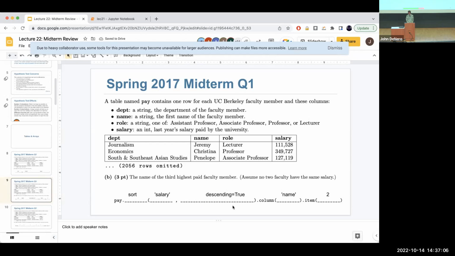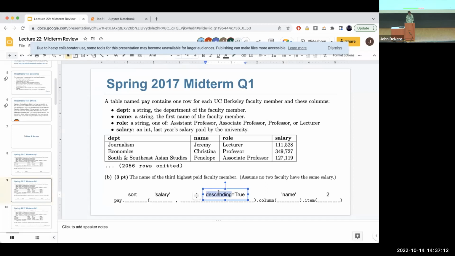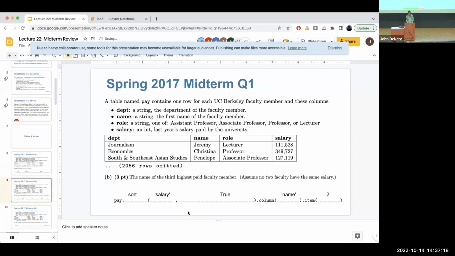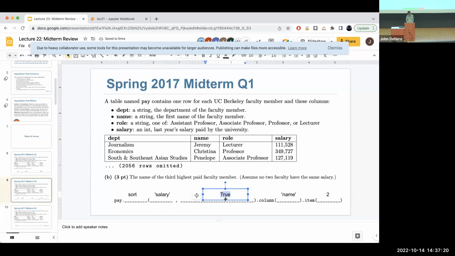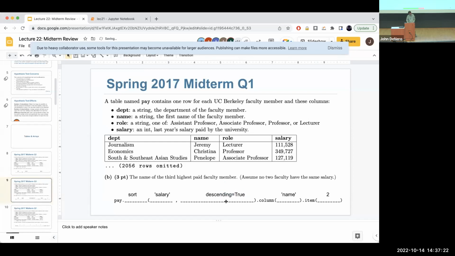Nice work, folks. Questions? It is true that you don't need this word descending. You could just write true and it would work. But it's hard to know what this true is doing. So people typically write it that way so that everyone who reads their code knows what's going on.